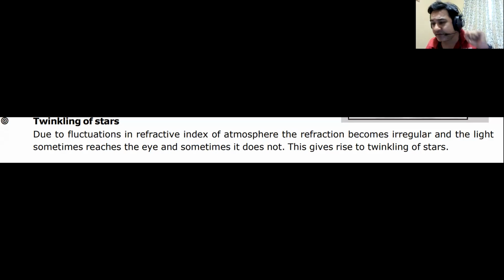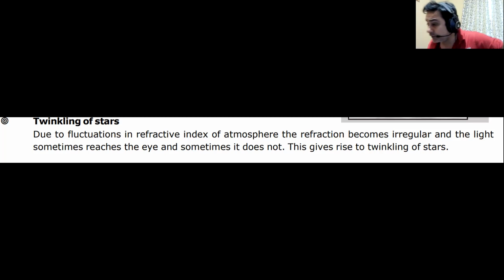The fluctuations become irregular, and sometimes the light that is supposed to come from the star will get refracted differently because the refractive index fluctuates. We will see sometimes light coming, sometimes light not coming, and that is the reason that we see twinkling of stars. Do we understand this? Yes, sir.